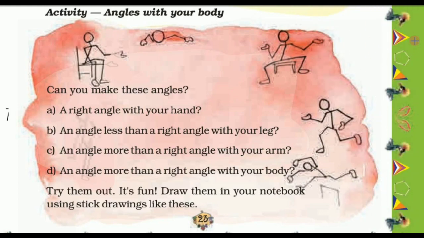Now children, let's do some fun activity. Here the fun activity is given, angles with your body. So can you make these angles? First one, a right angle with your hand, then an angle less than a right angle with your leg, then an angle more than a right angle with your arm, then D, an angle more than a right angle with your body. So try them out, it's fun.